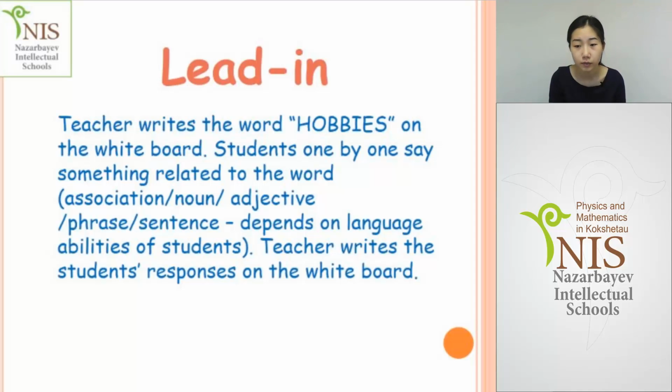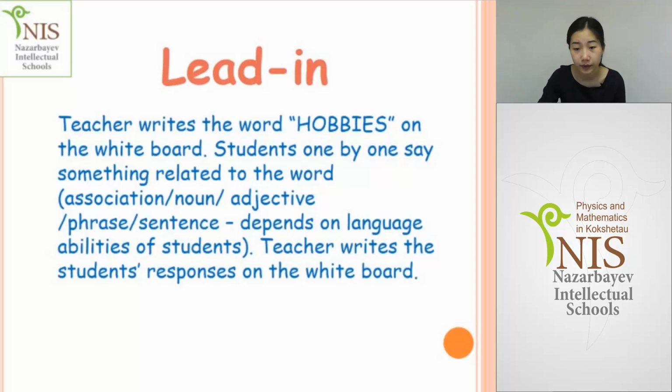Teacher writes the word hobbies on the whiteboard. Students one by one say something related to the word hobbies. It can be either association, noun, adjective, phrase, or a sentence. The chosen word depends on language abilities of the students. The teacher writes the students' responses on the whiteboard.